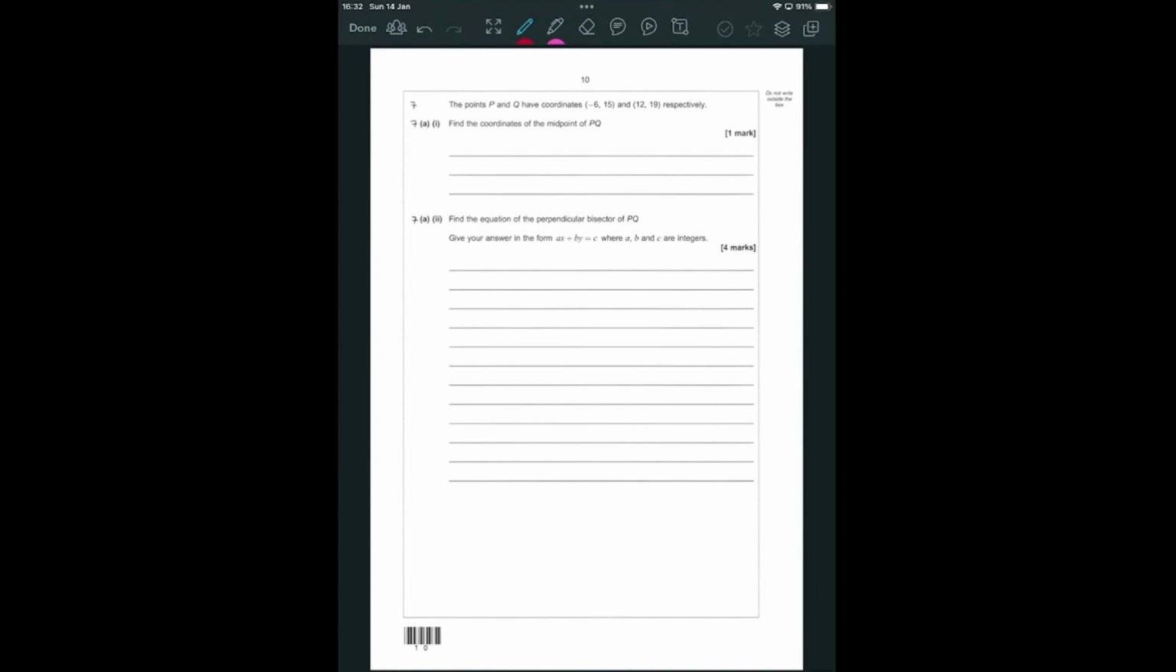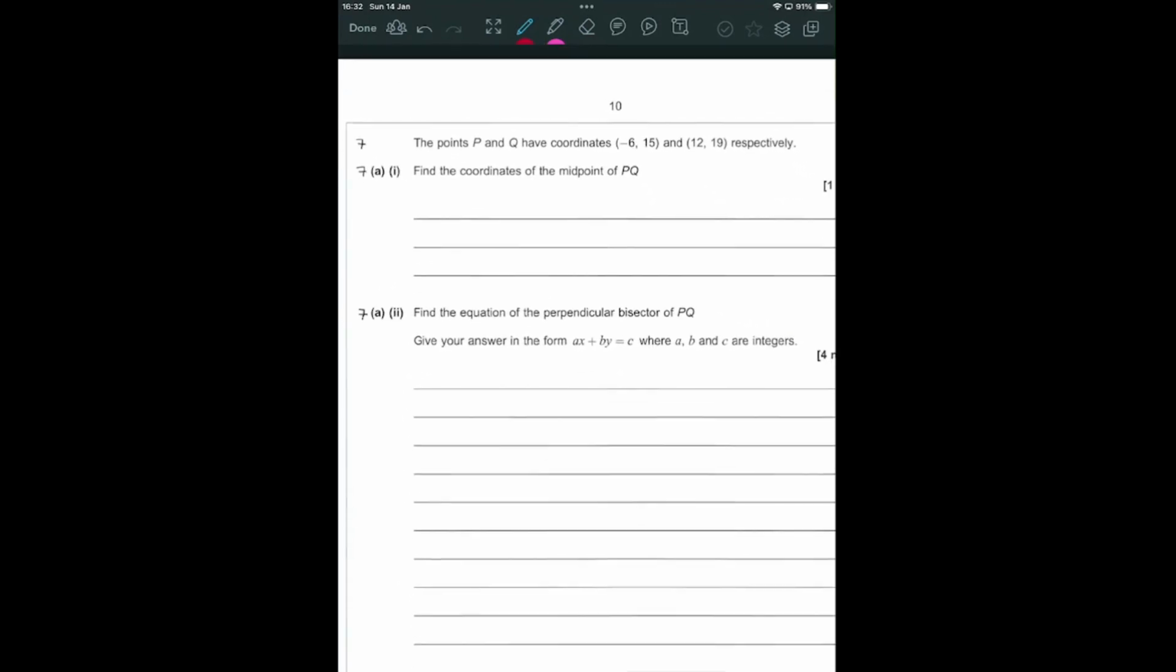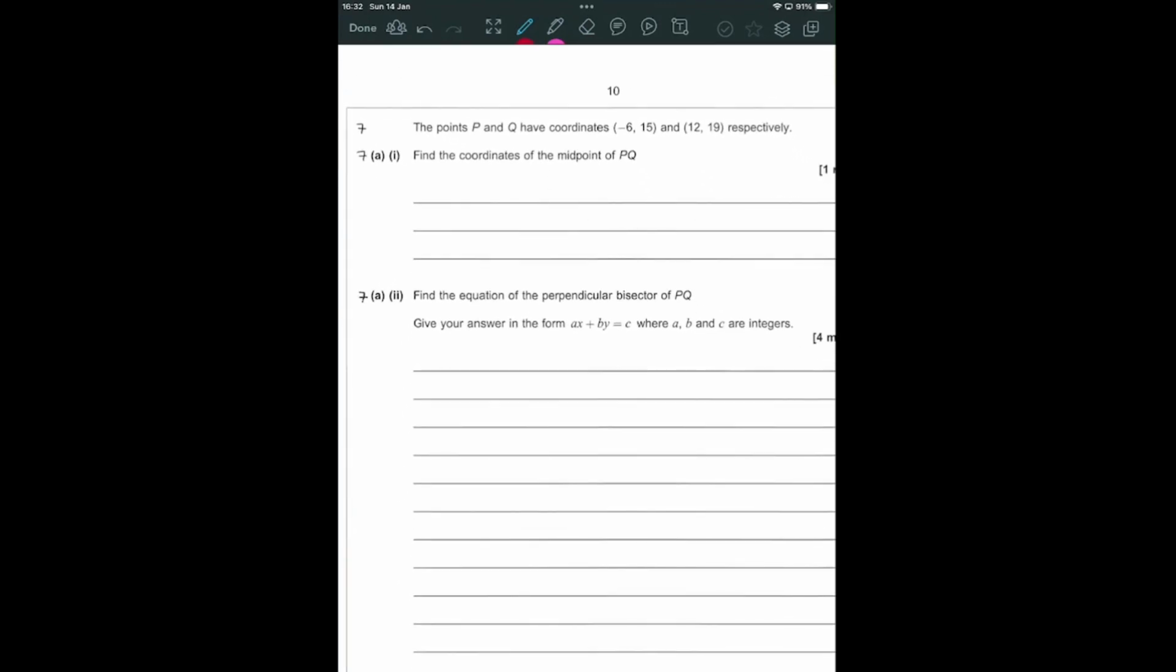Question 7. Points P and Q have those coordinates respectively. Find the coordinates of the midpoint. Midpoint's quite nice. Midpoint's just the average of the two coordinates. I can see it's only 1 mark. So it's going to be negative 6 plus 12 over 2 and 15 plus 19 over 2. That's going to be 3, 17.